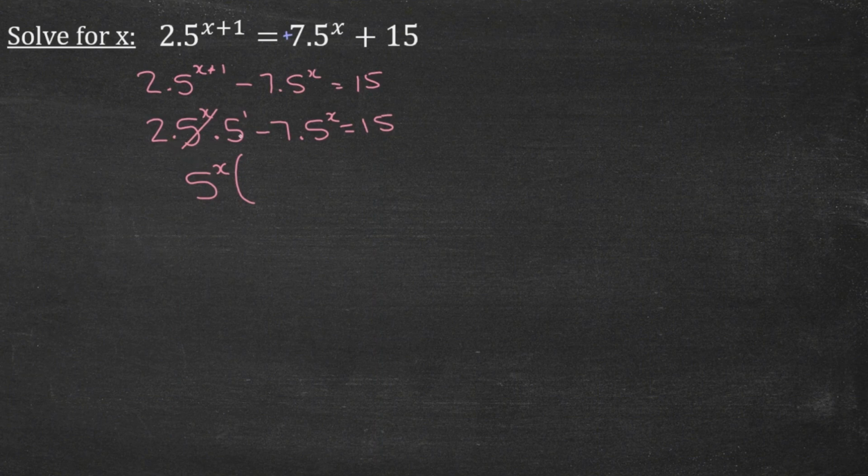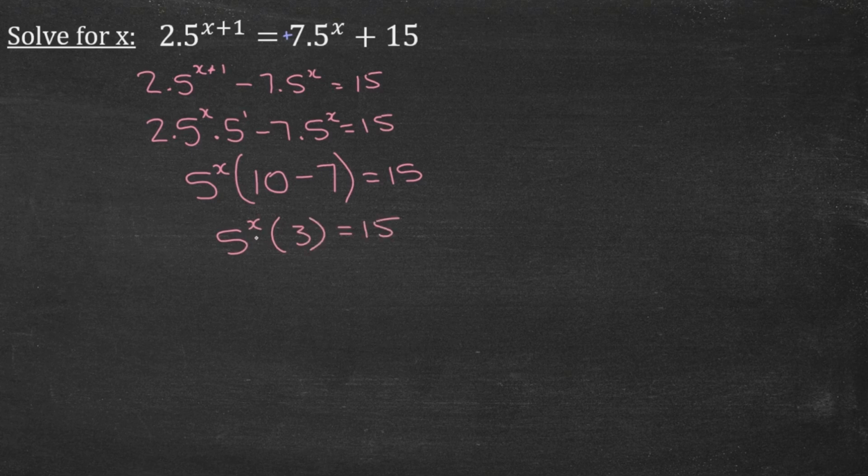2 multiplied by 5. And 2 multiplied by 5 is 10. Then we write the minus. Now let's see what we took out of this term. We took out the 5 to the power of x. So what is left over? The 7. So I'm going to write 7. And let's just copy the rest of the equation. Now I'm going to simplify this bracket. So it's 5 to the power of x, 10 minus 7 is 3, equals 15.